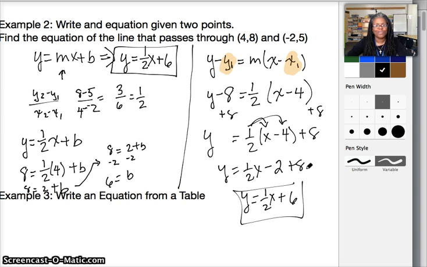Same thing. So what I want you to see is that, and I know I'm using 4, 8, I just didn't want to beat you over the head by doing it with every point.